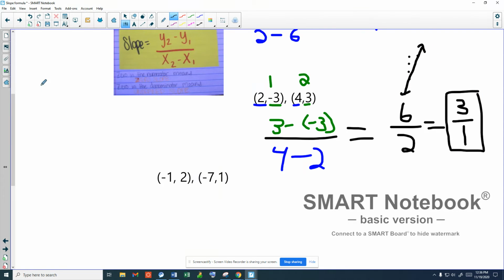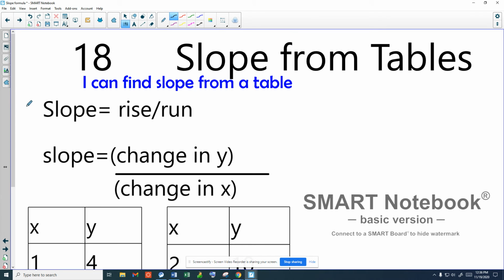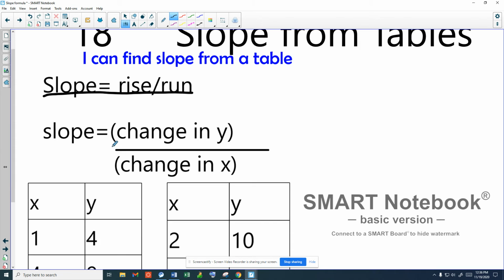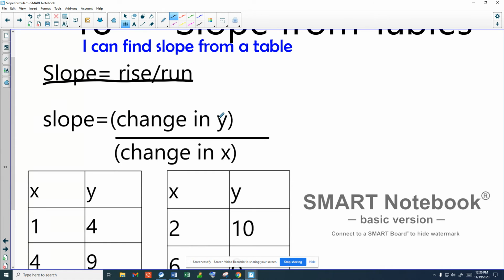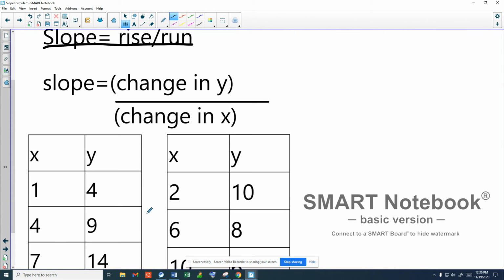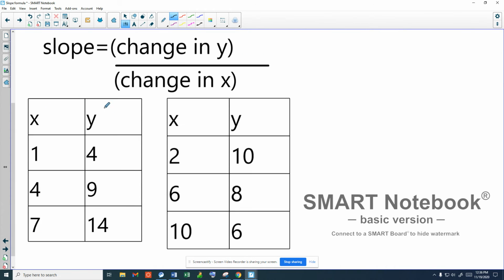All right. Now, if we talk about slope from a table, we still have rise over run, or it's the change in the y, y2 minus y1, over the change in the x. That was the x2 minus x1. So when we look at a table, we have our x's and our y's. So we can just say from 1 to 4, we went 3. From 4 to 7, we also went 3, which means this is going to make a line between these 3 points, at least in the x direction.